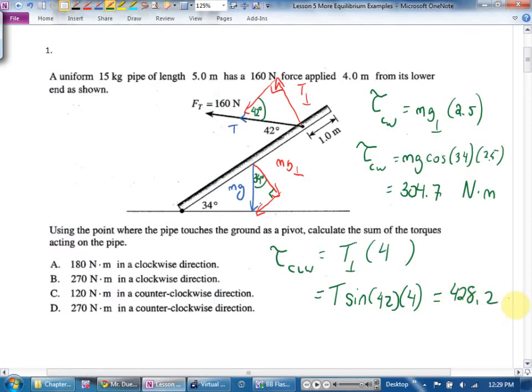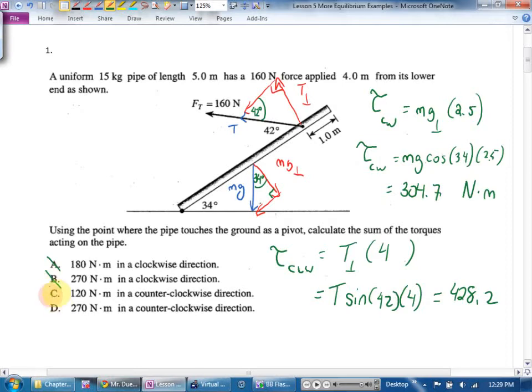Which is bigger, counterclockwise or clockwise? So who's winning? It can't be spinning that way. It's got to be spinning counterclockwise. So that's winning. This is not in balance. This is not in equilibrium. If you go 428 minus 305, you get about 120. I'm pretty sure the answer is C.